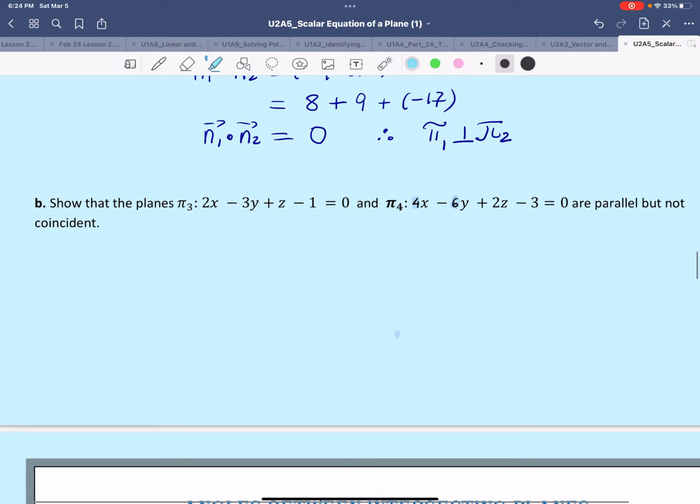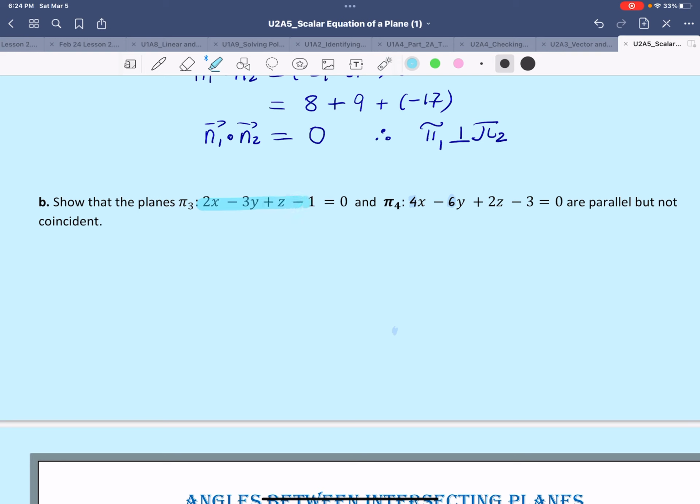In the next example, we have to show that the planes pi 3 and pi 4 are parallel, but not coincident. So here goes the third plane, and this is plane 4. So we're going to start off by identifying their normals. So 2, -3, and 1 for pi 3. I'm going to call this the normal n3, just to comply with the name for the plane itself, and the normal n4. So that's 4, -6, and 2.